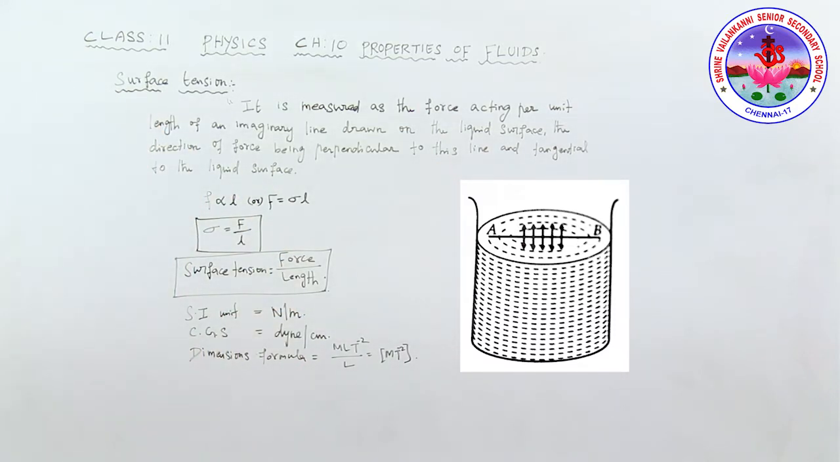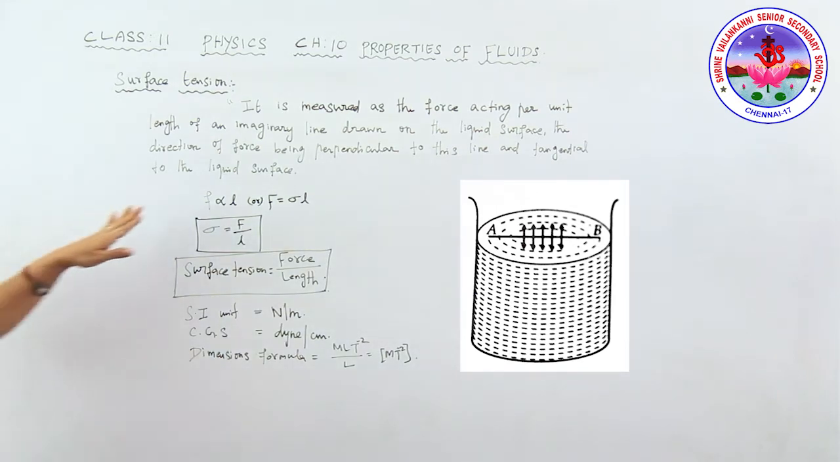So we'll analyze the statement through the expression. See the diagram on the screen, children. You can imagine the line AB on the free surface of a liquid. If we take L as the length of the imaginary line, then the force F is the total force on either side of the line.